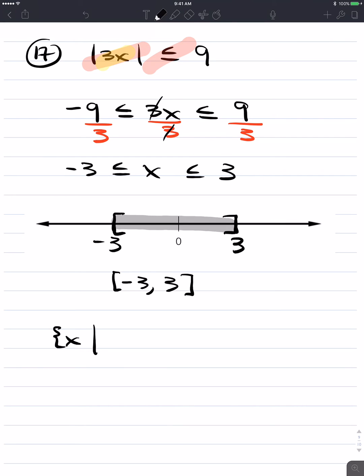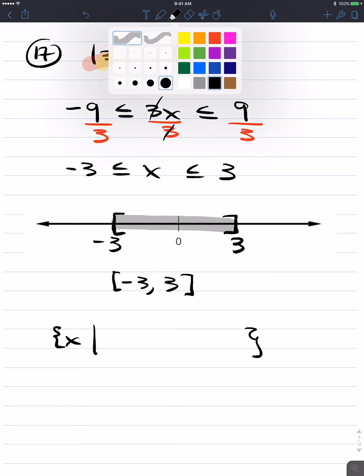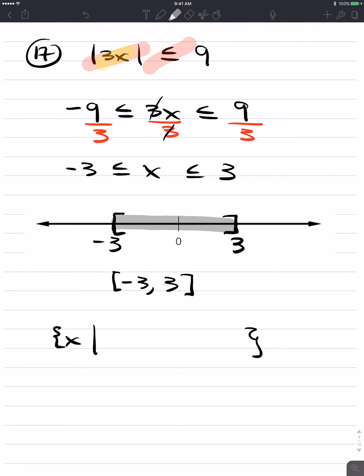Set notation simply requires us to use the format, the set of all x, such that we now have to give the description. Here is our description. And we're done.